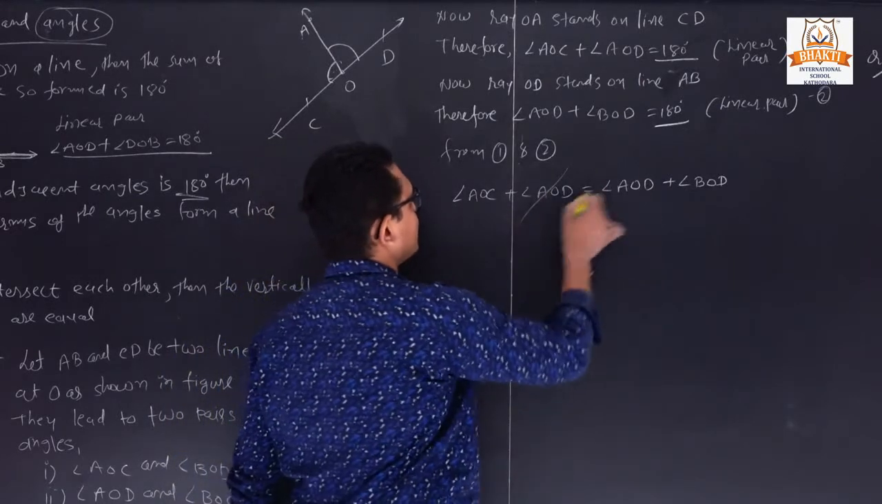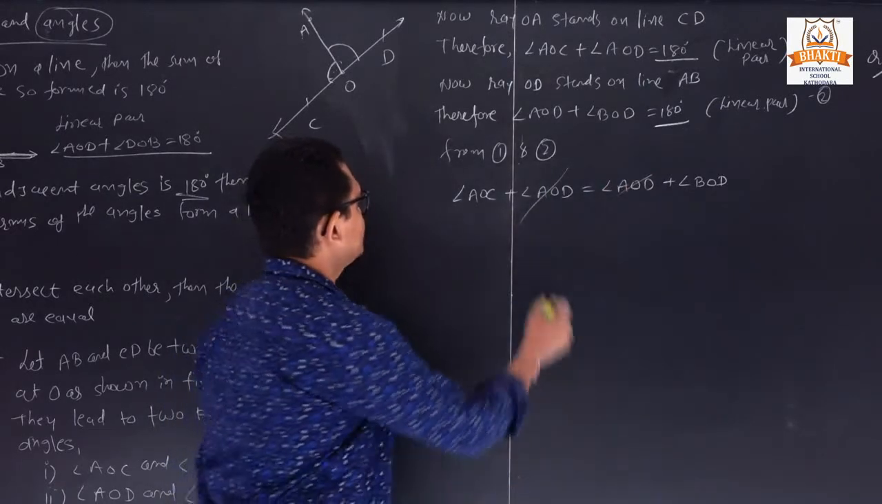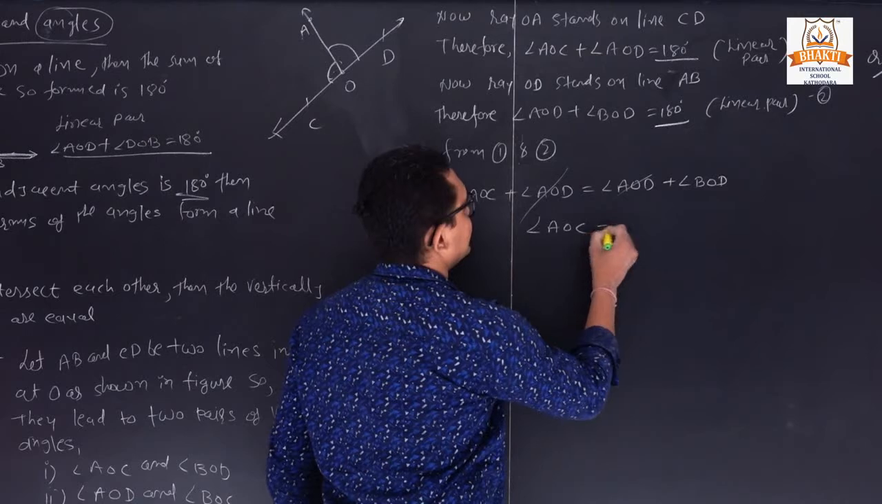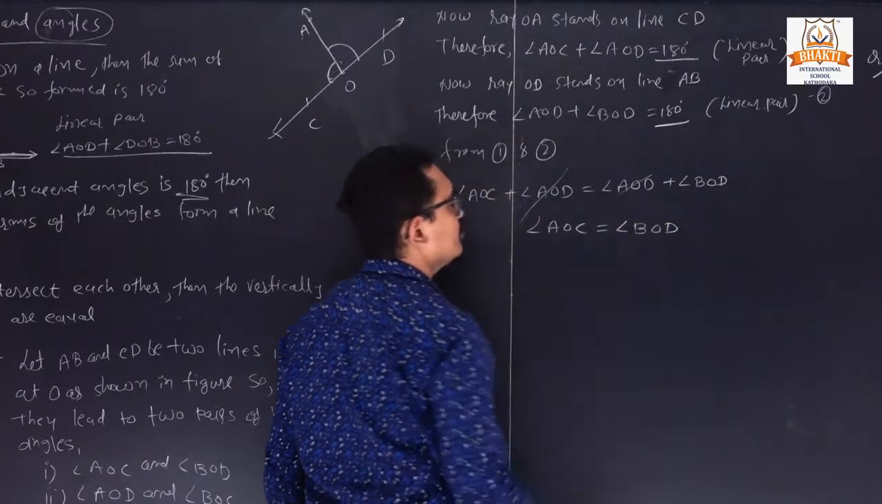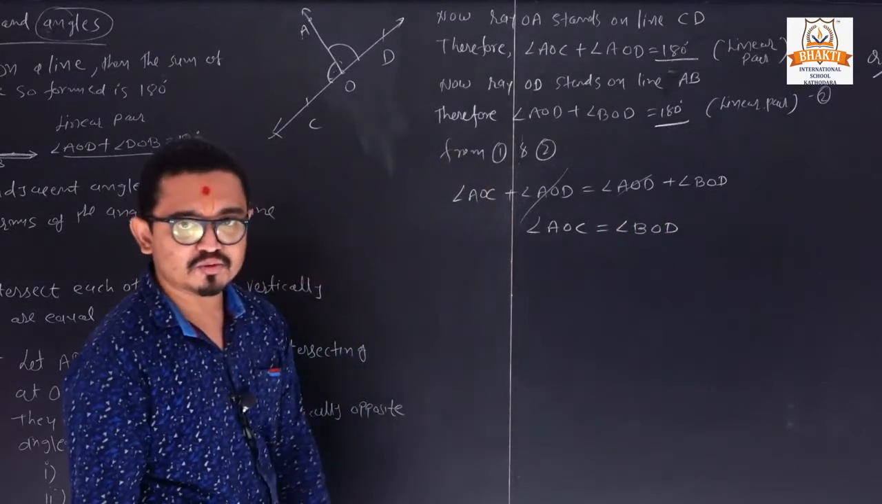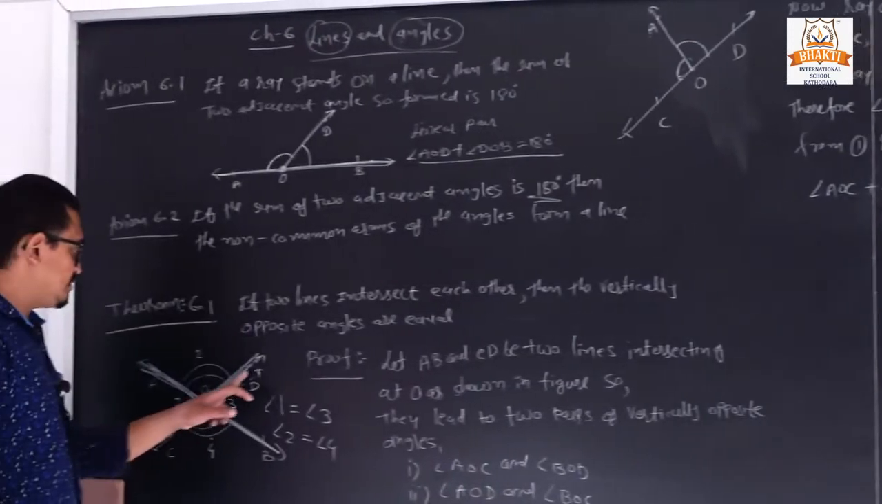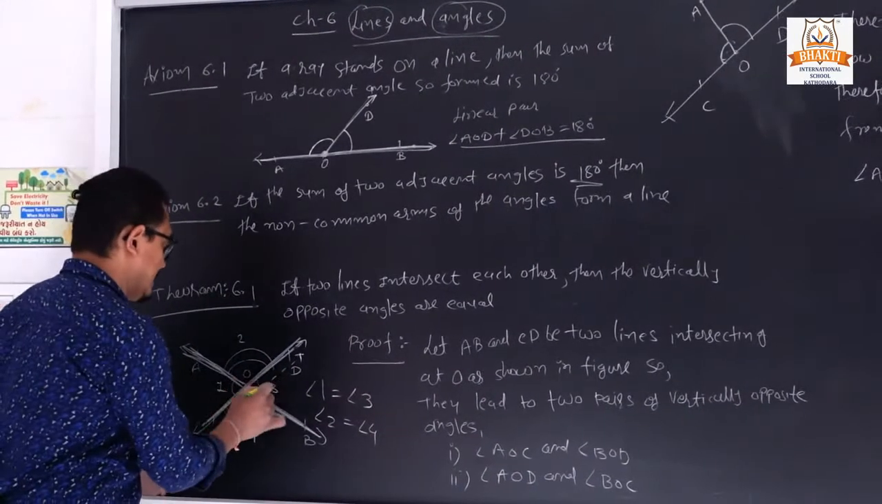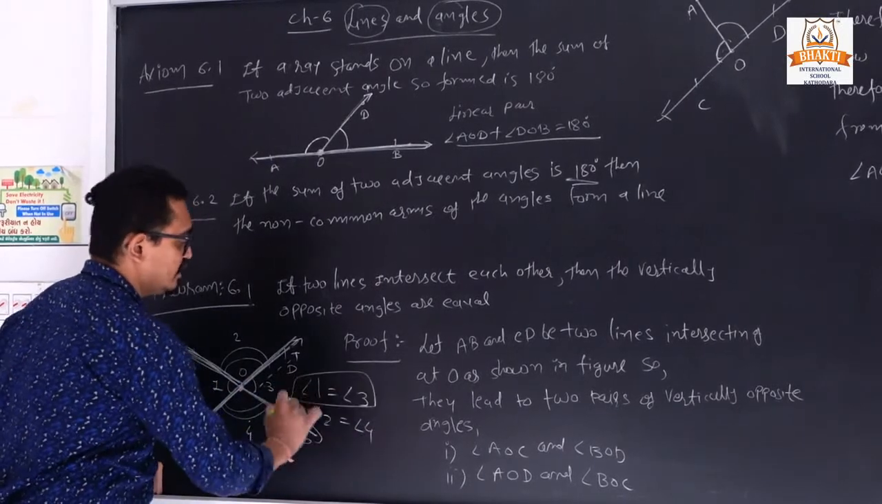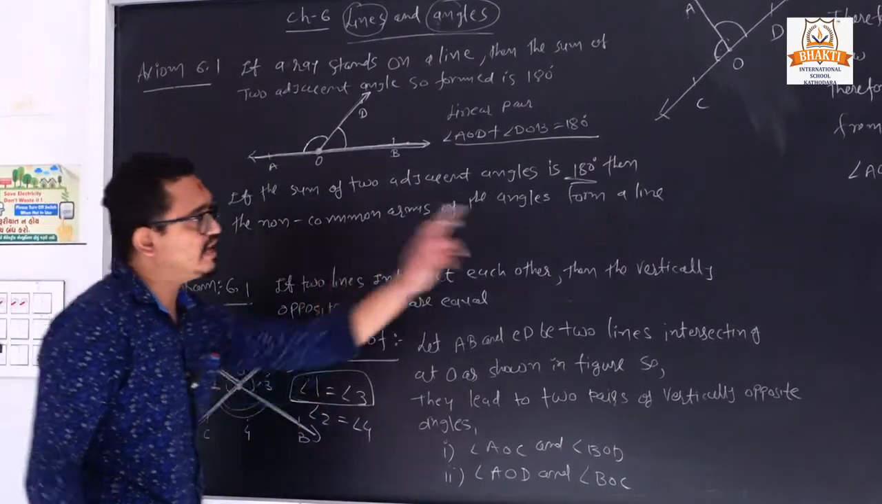Now these both get cancelled. So angle AOC is equal to angle BOD. It is proved. Clear? First, AOC is equal to BOD. So 1 and 3 are proved. 1 is equal to 3. It is proved.